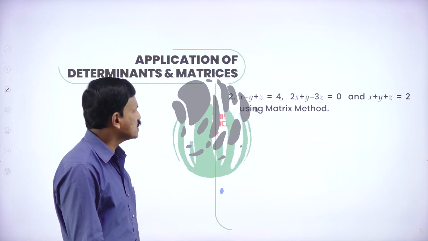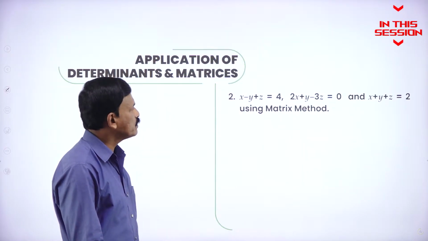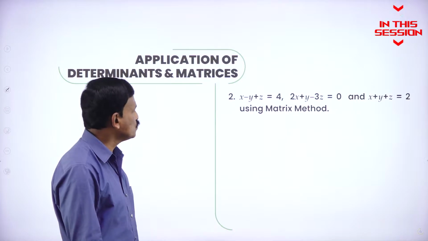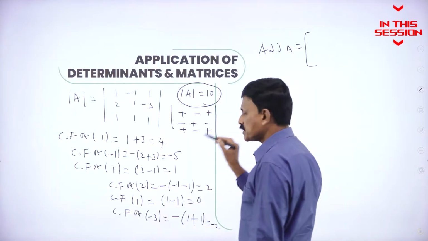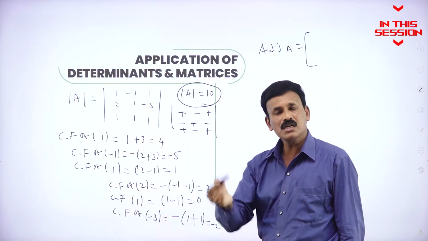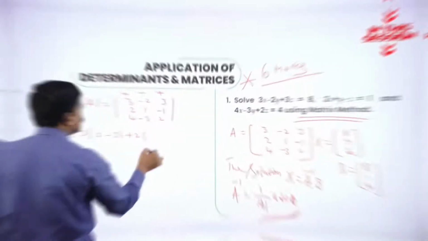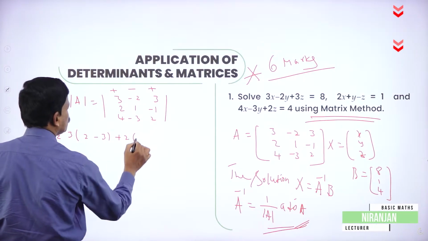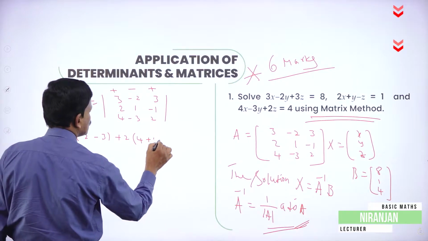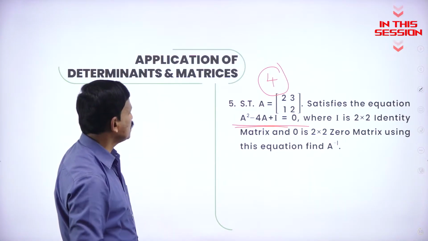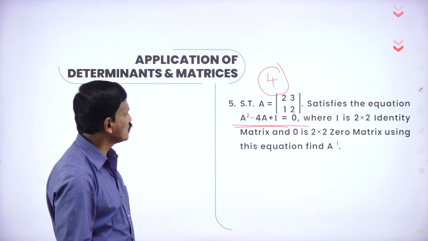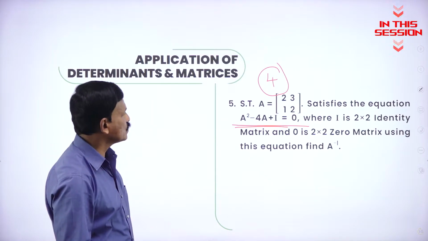2x plus y minus 3z is equal to 0 and x plus y plus z is equal to 2 using matrix methods. Instead of writing cofactor and transposing, I'll straight away go to the adjoint. Delete the row and column containing 2, 2 2s are 4, minus into minus it is plus 4. This satisfies A square minus 4A plus I is equal to 0, where I is a 2 cross 2 identity matrix.